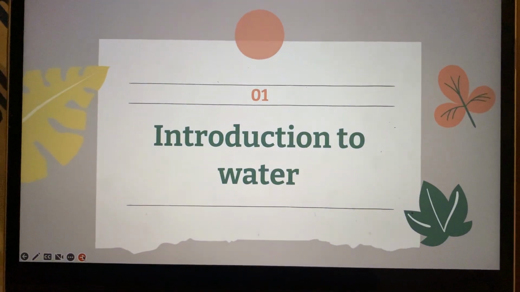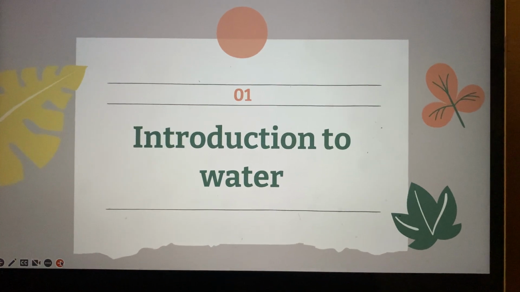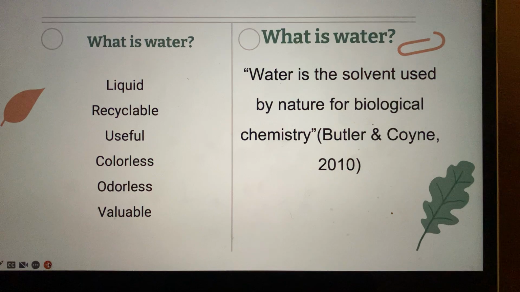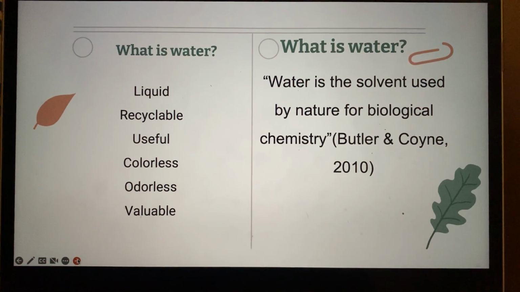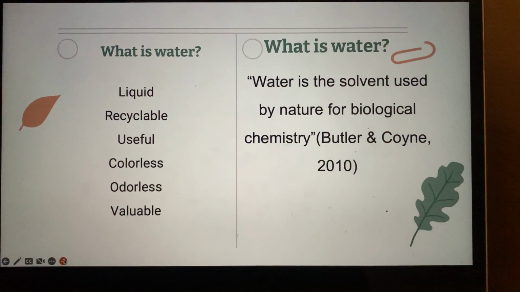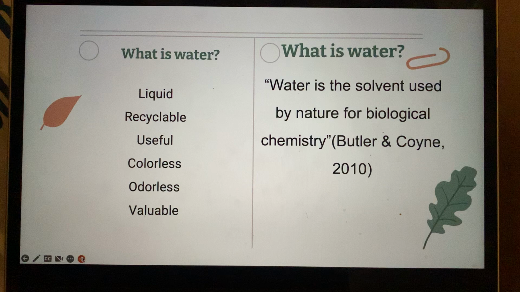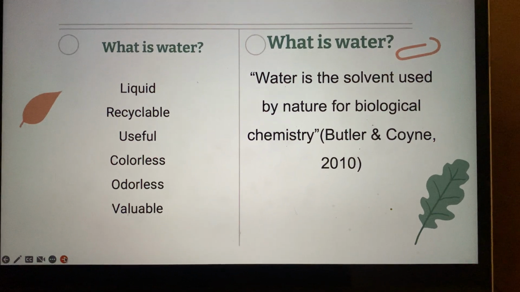Although we drink water every day, what is water? According to the literature, water is the solvent used by nature from biological chemistry, and water has many characteristics: it's liquid, it's recyclable, and so on.